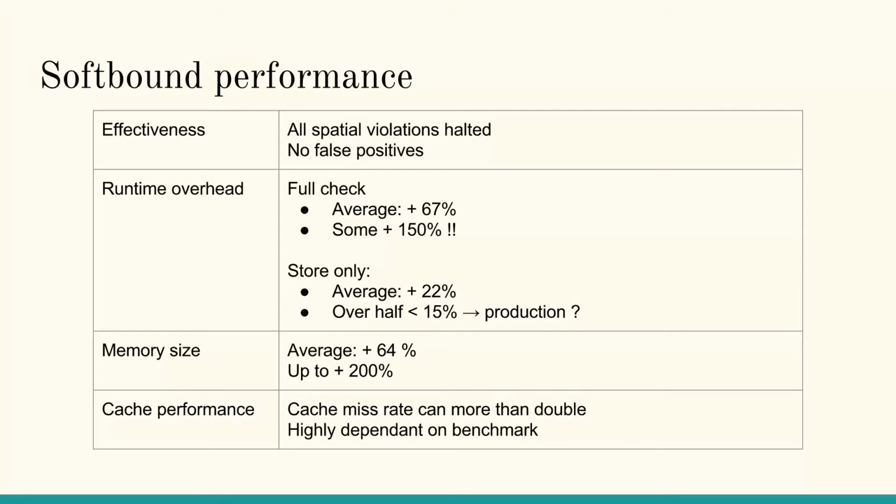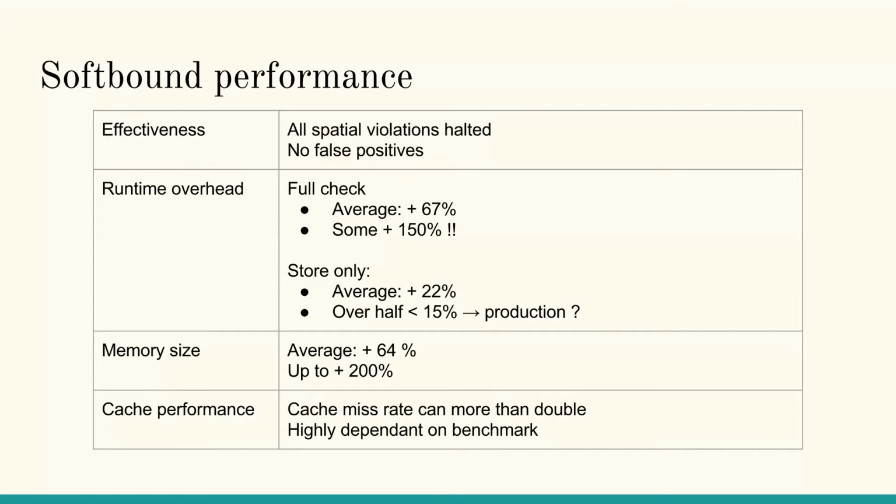The performance of Softbound is quite well. It stops all the violations and it has no false positives, so this is actually excellent. It does, however, give some overhead in the runtime. On average, it can be 67% extra runtime, but sometimes can go up to a factor of 2.5. In the store-only approach, the overhead is much less, and it's also viable for production in some cases.